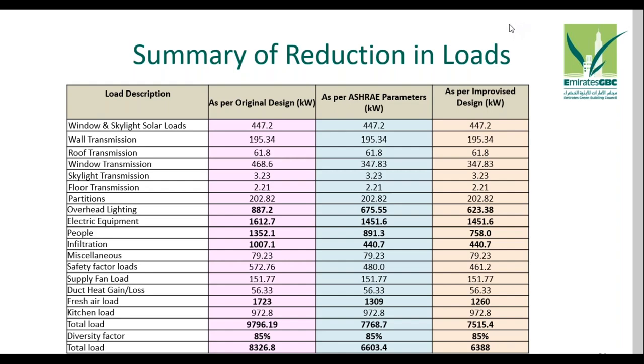Diversity remains the same because we have different occupancies and different facades available. The total load is the summation of all zones, and when we establish the system sizing, that diversity can be applied, which is completely in line with ASHRAE standards, and 85% diversity is acceptable for an office building. So the load gets reduced from 8,200 as a demand load to 6,300.